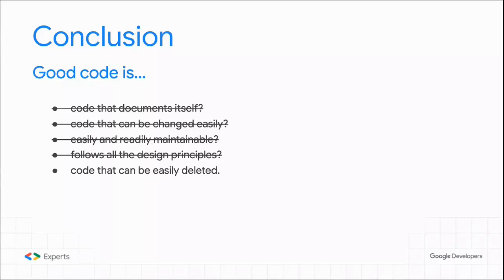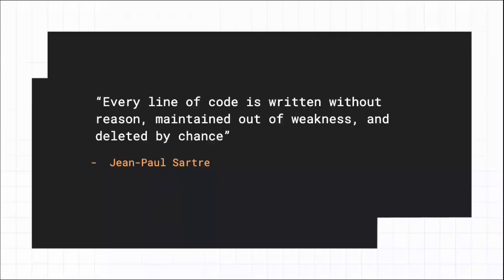And I will leave this as a final quote: every line of code is written without reason, maintained out of weakness, and deleted by chance. It's actually quite funny because as coders, we become much more unhappy about writing code than we were when we first started. So we're much more apprehensive, and that's the journey of the Android developer.